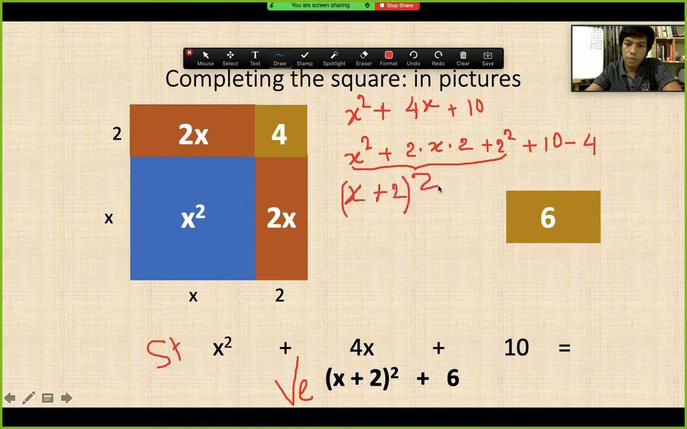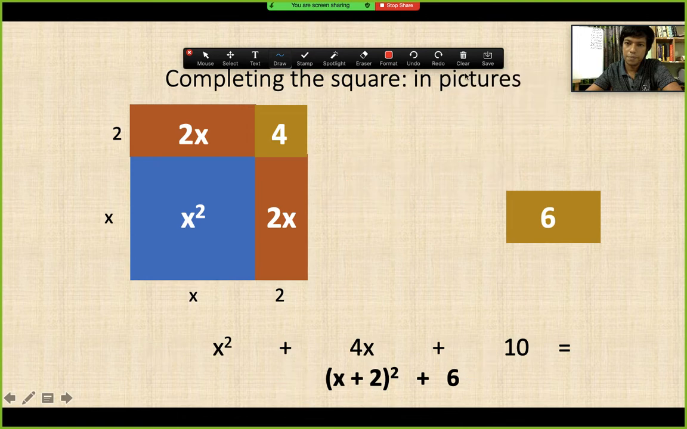So a plus b whole square equal to what? A square plus 2ab plus b square. In your mind you can think this is a, this is b. Then plus, so this is 10 minus 4. 10 minus 4 is 6. And you can see this one and this one are the same thing. So this is standard form and this is vertex form. We can convert it when necessary. If necessary, we can convert it from one form to another this way.